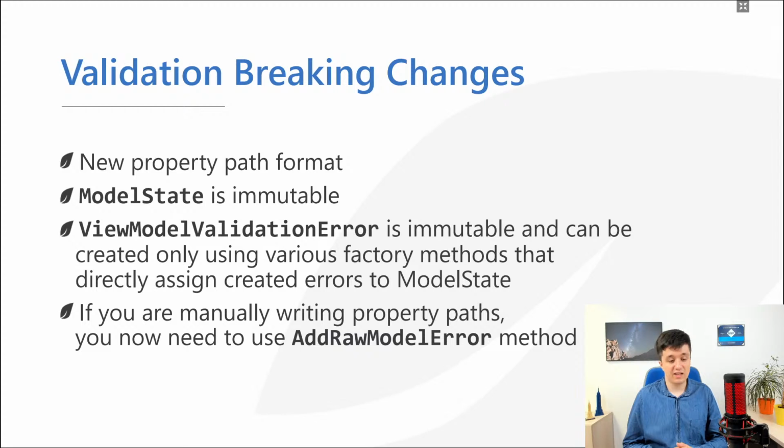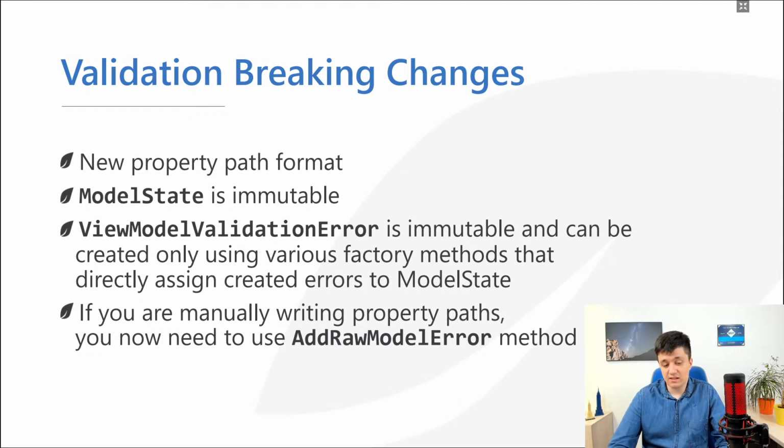The next breaking change is that ViewModelValidationError, our class for holding validation errors, is immutable as well. But I don't really believe that many users were actually changing those errors once they were made by our factory methods. So this shouldn't be an issue for many users either.